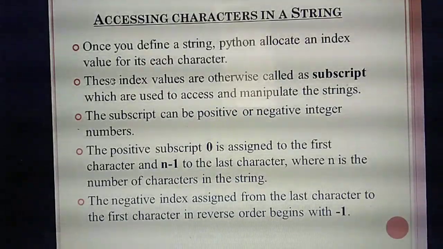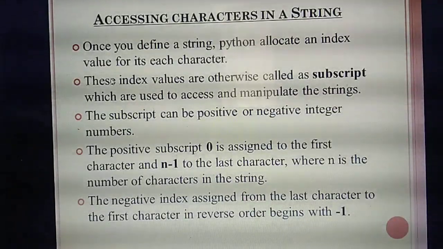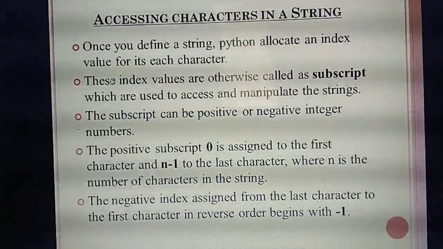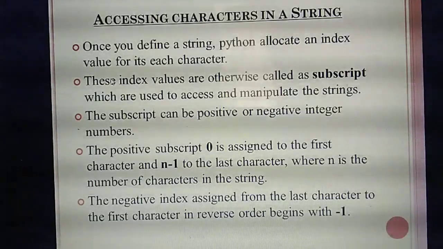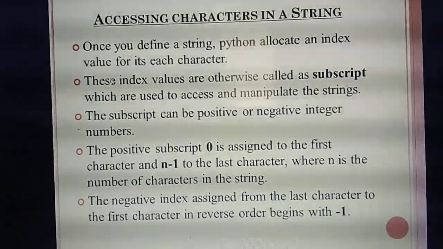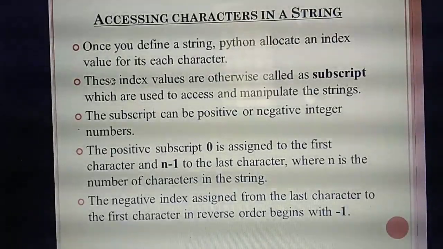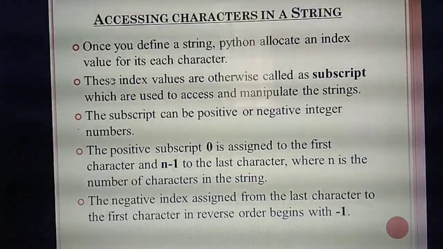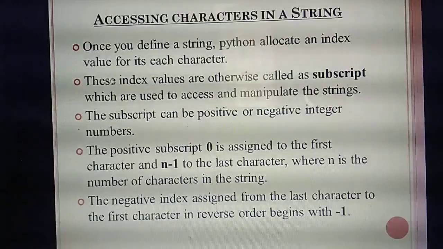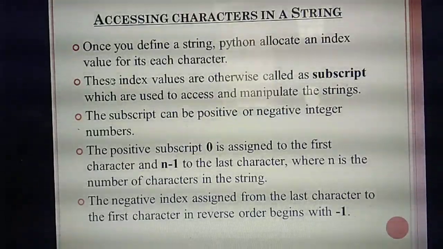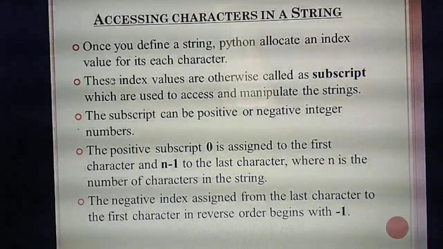Understand? What do you mean by subscript? The index value is otherwise called subscript. The subscript may be either a positive integer or a negative integer. If it is a positive integer, the index value or subscript starts from 0 like an array. From the first character, the starting index value is 0. The last character is n minus 1. What do you mean by n minus 1? For example, one word is there. Okay, consider one word, computer.